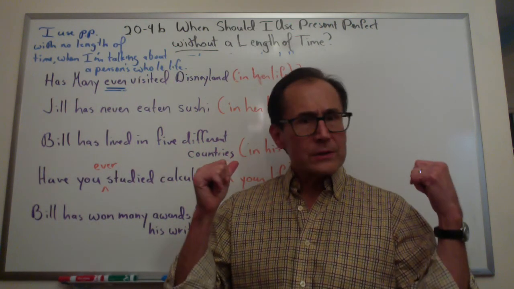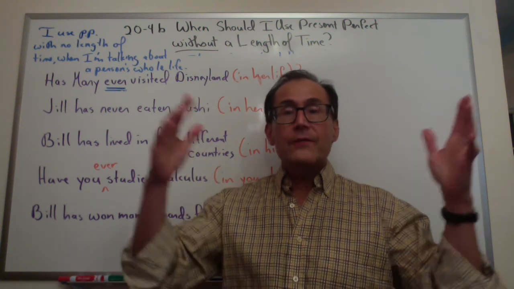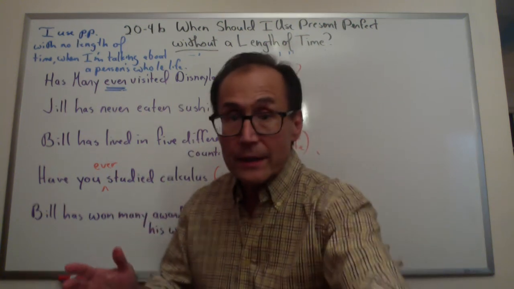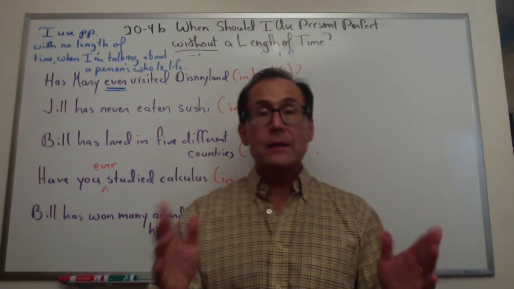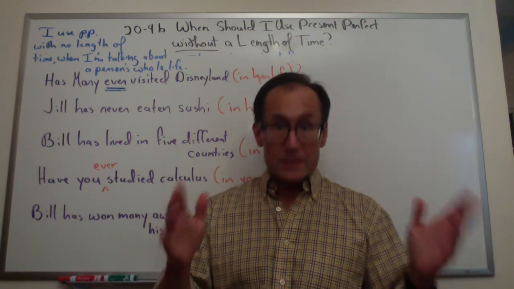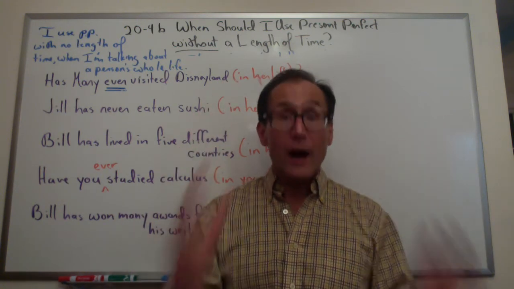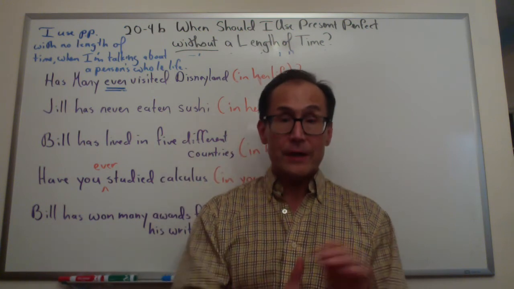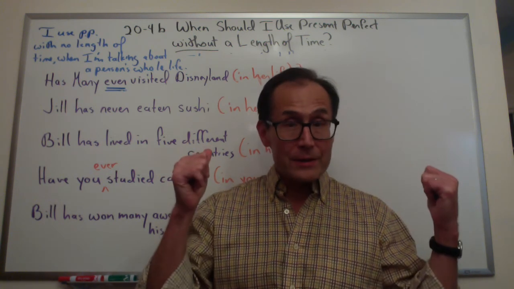The book doesn't really talk about this, so it's a good thing to know. So again, the rule is, if I'm asking if someone has done something from the time they were born until now, or if I'm saying they never have done this from the time they were born until now, or if I'm saying they have done this sometime between the time they were born until now, when I'm talking about their whole life, then I need to use present perfect with no length of time. I hope that part is clear.